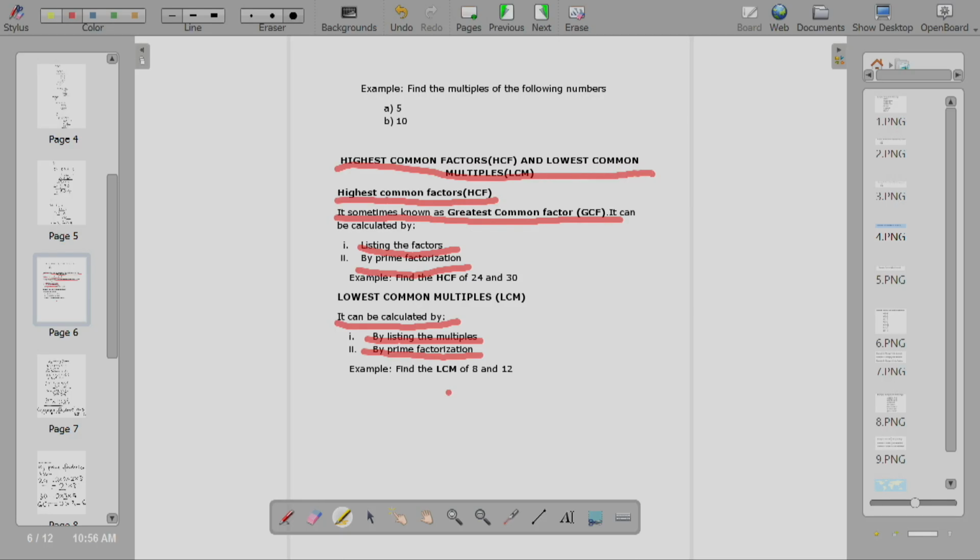Those two methods are listing multiples and prime factorization, the same method that we use on finding the GCF of numbers. So on finding the LCM, we will use the method of listing multiples and the method of prime factorization, the method that we have already used on finding the GCF.